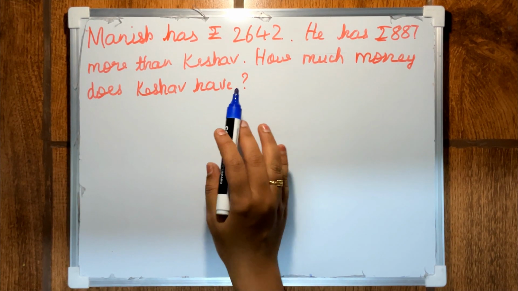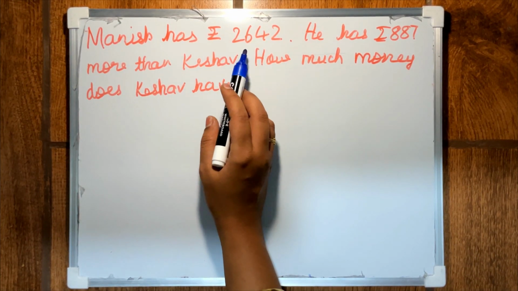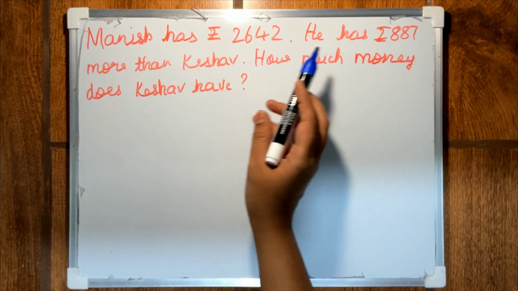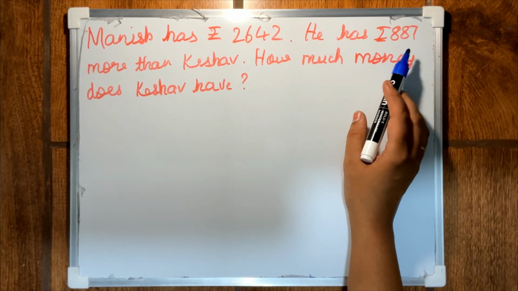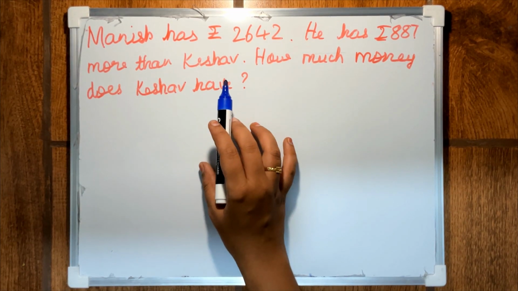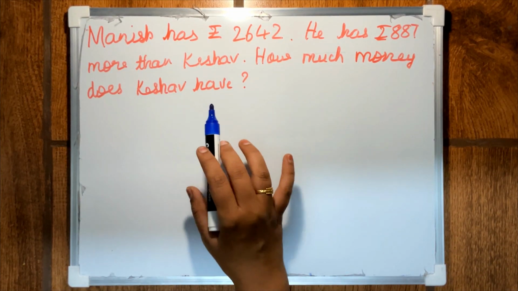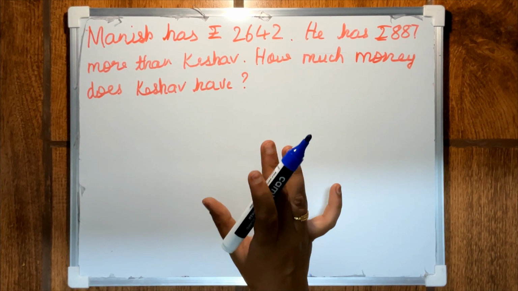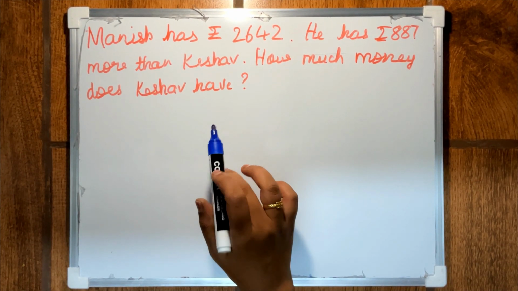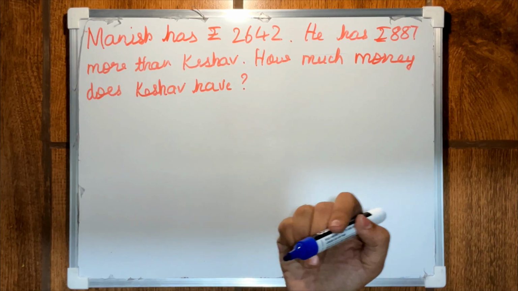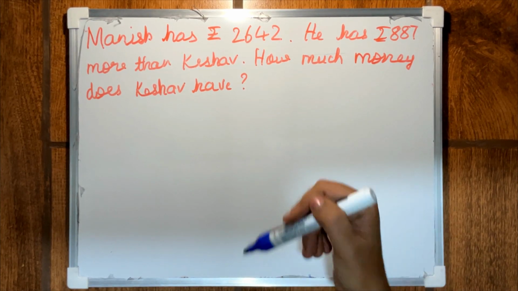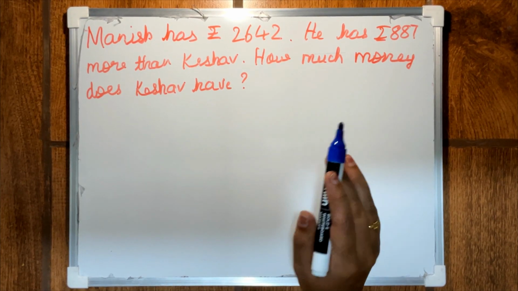Let's solve another problem. Manish has rupees 2642. He has rupees 887 more than Keshav. How much money does Keshav have? In word problems, first we have to understand the question. Then only you can decide whether you have to do addition or subtraction.